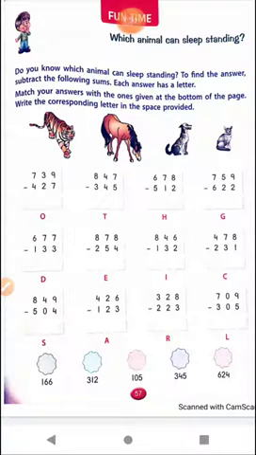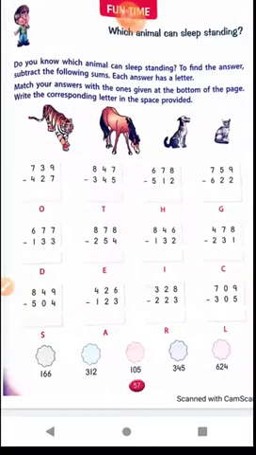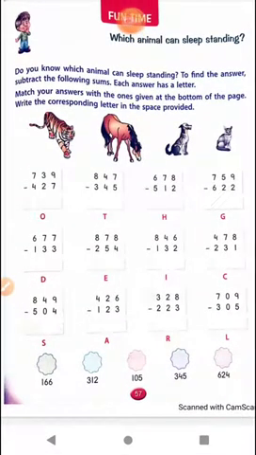First, this is fun time. The topic is which animal can sleep standing. This is just to check your general knowledge. Now, do you know which animal can sleep standing? To find the answer, subtract the following sums. Each sum has a letter. Match your answer with the ones given at the bottom of the page. Write the corresponding letter in the space provided.